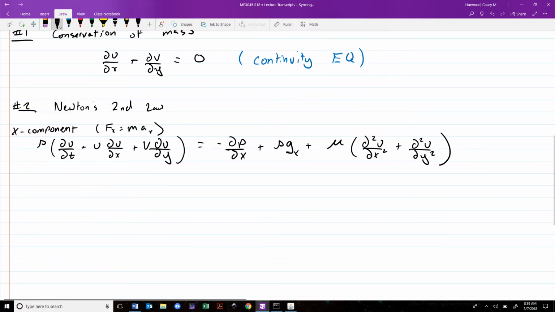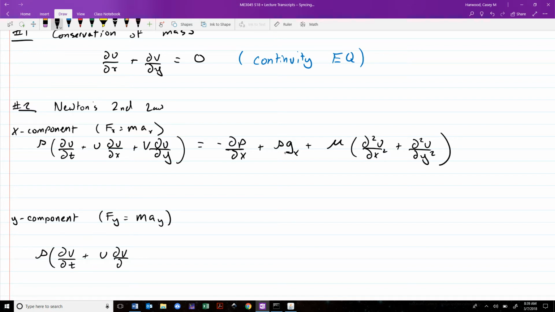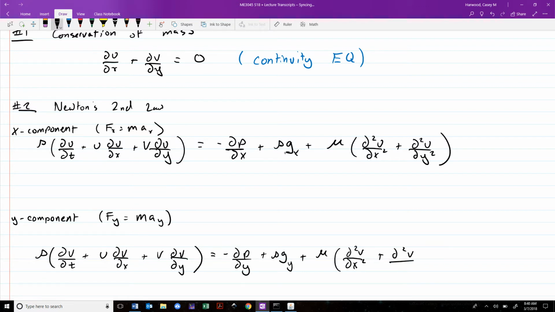And in the y direction, the y component, which would be Fy equals m a y. We have rho, a very similar expression, but we just swapped out most of the u's for v's. Rho times (dv/dt plus u dv/dx plus v dv/dy) equals negative partial p/partial y plus rho gy plus mu times (d squared v/dx squared plus d squared v/dy squared).